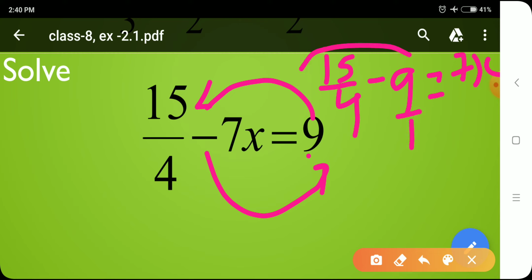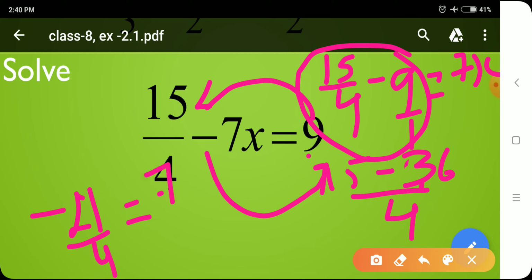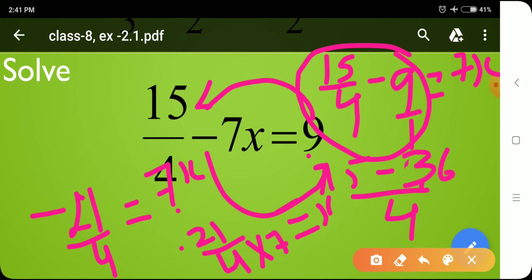After taking LCM and solving, you will get 15 minus 36. So it will become minus 21 upon 4 is equal to 7x. This 7 is in multiplication, so it will change into division here, 21 by 4 divided by 7, and here is equal to x.